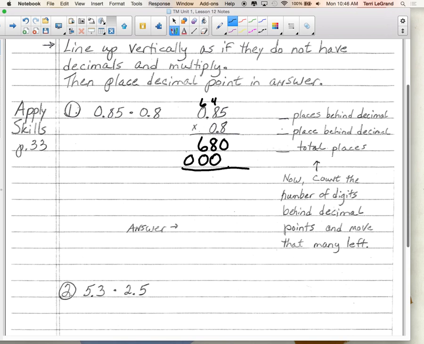So now we're lining up though. We still have to line up nicely. And now we're going to do what with those 2 rows? Add them together, yeah. So we're going to add them together. So we have 0, 8, 6, and 0.